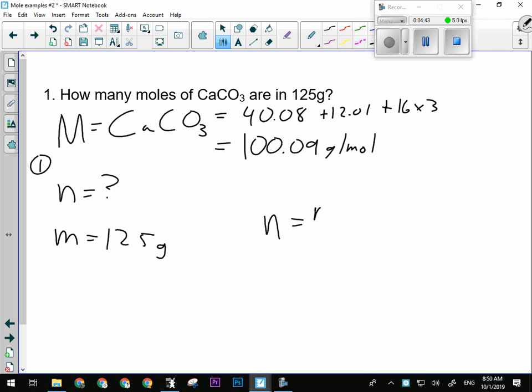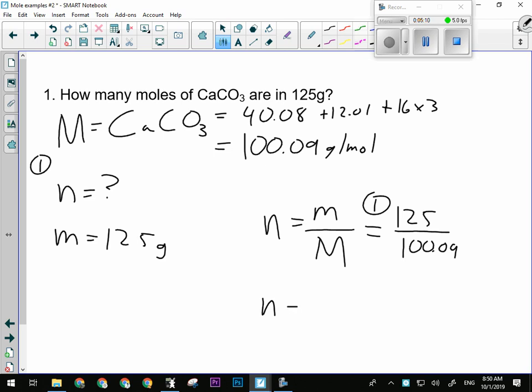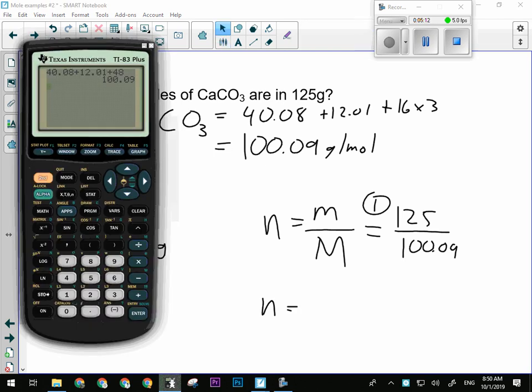Now, the mole equation is already set up to calculate the number of moles, so it requires no algebra for this question. All I have to do is plug in my numbers correctly. 125 divided by 100.09. So basically 1.25 is going to be our answer here, I think. So you get a mark for that step, effectively just using the formula properly. So we have 1.25 moles.